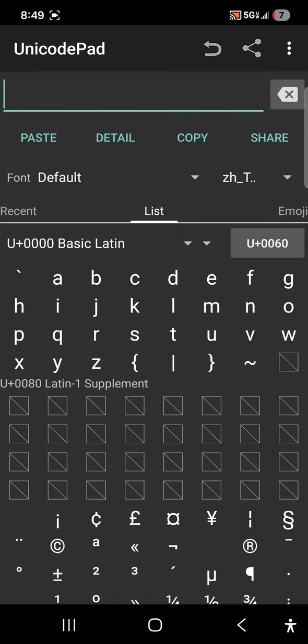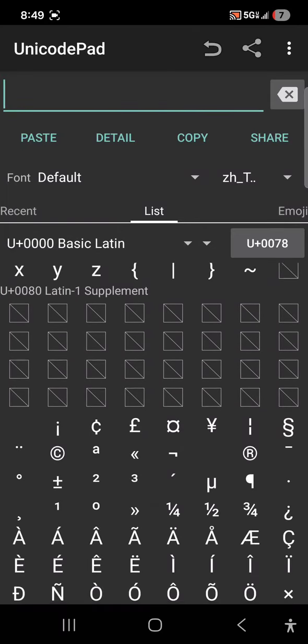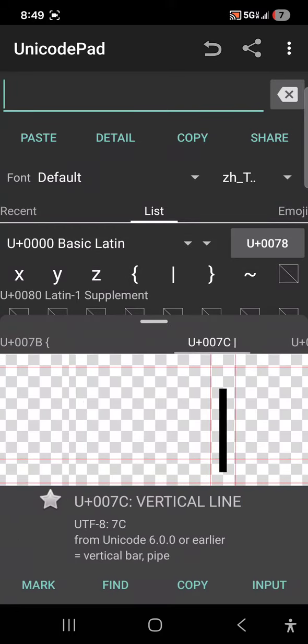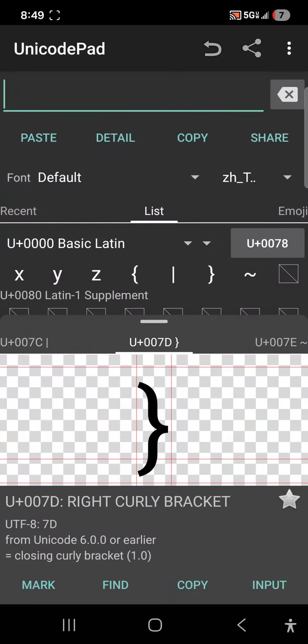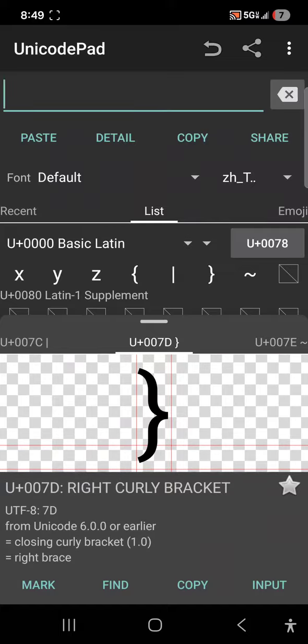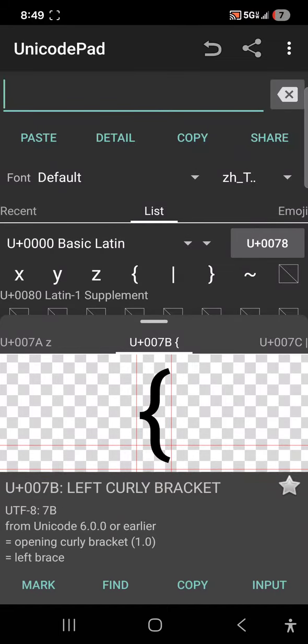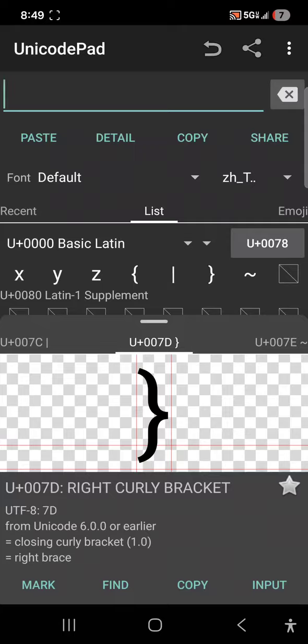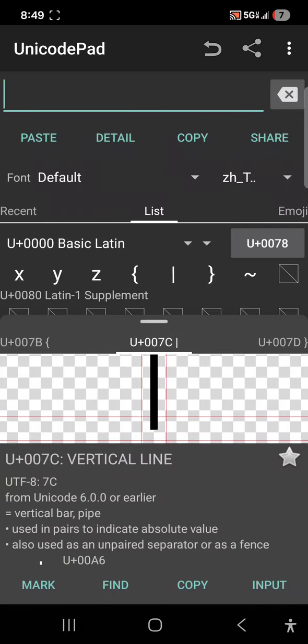These are all the lowercase letters, but they don't matter anyways. This is the open curly bracket and closed curly bracket. They were originally called the opening/closing curly bracket in version 1.0, but that doesn't matter. They're also called the left/right brace.